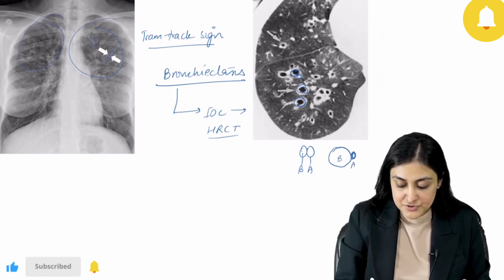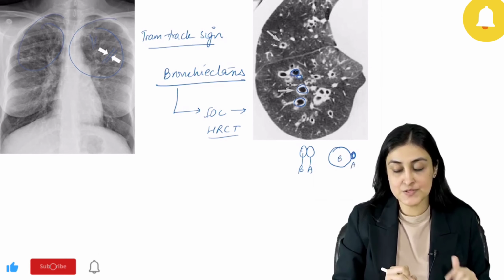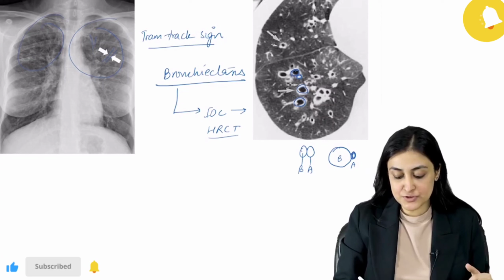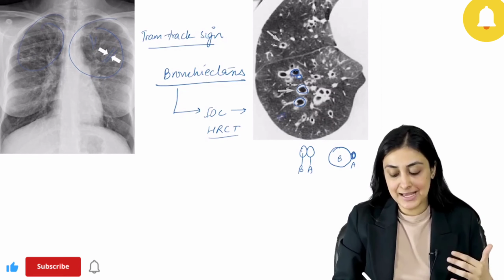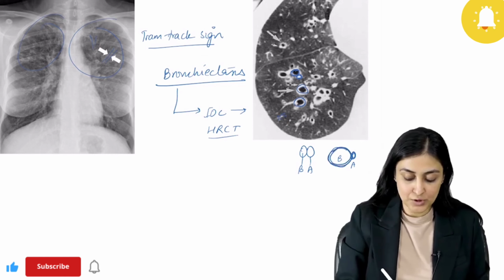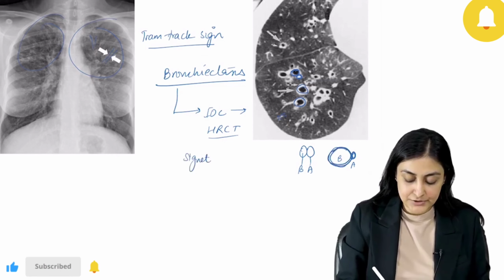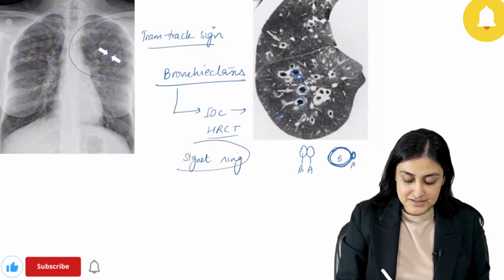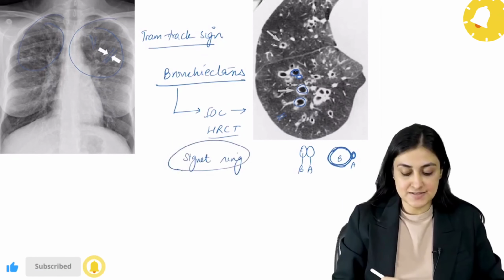So this is the artery, which is white, and this is the bronchus. This is a high resolution CT which will focus on the lung, so the air appears black. Okay, so you will have this sort of a sign which is called the signet ring sign. This is the signet ring sign that you will find with bronchiectasis.